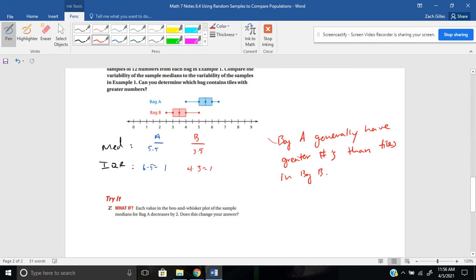All right, number 2 says, what if each value in the box and whisker plot of the sample medians for bag A decreases by 2? So each of the values decreases by 2. Does this change your answer? Well, if my median decreased by 2, it would be the same as B. So then would they generally be bigger? Definitely not. So does this change your answer? Yes, this changes my answer. They'd probably be closer to the same, and there would be no difference with greater numbers.